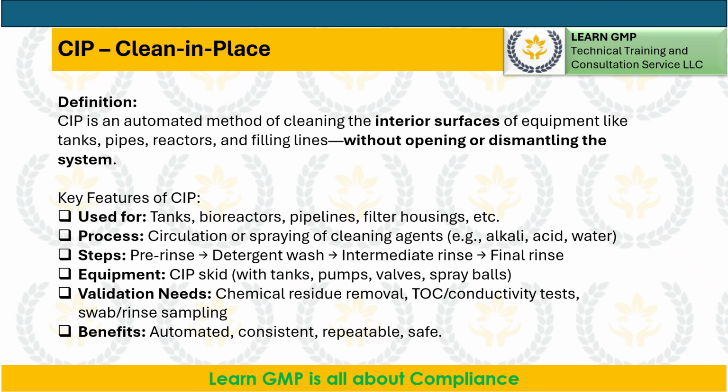Steps are pre-rinse, detergent wash, then intermediate rinse and final rinse. Equipment. CIP skid with tanks, pumps, valves, and spray balls. Validation needs. Chemical residue removal, TOC, conductivity tests, swab and rinse sampling. Benefits. Automated, consistent, repeatable, and safe.